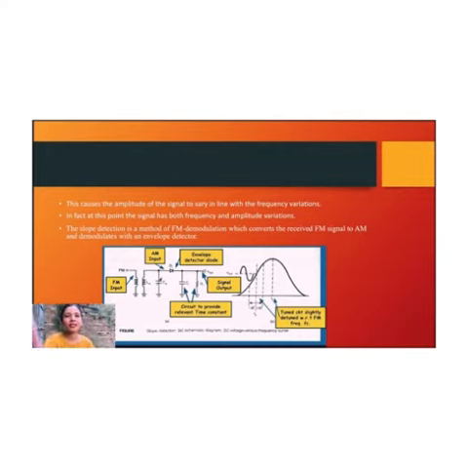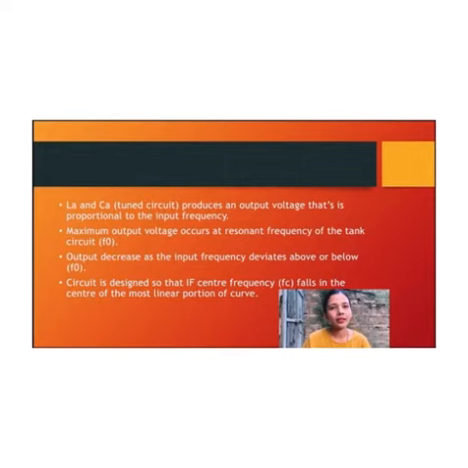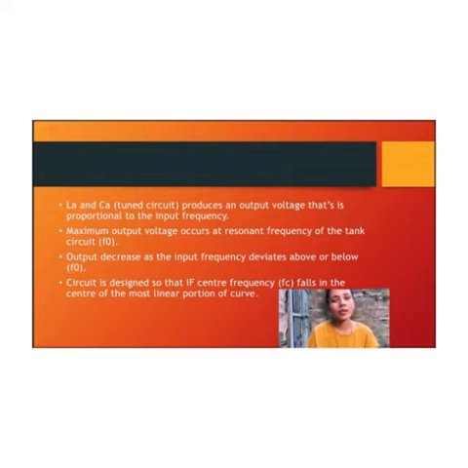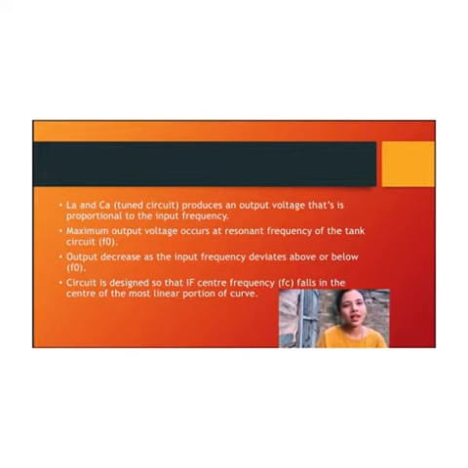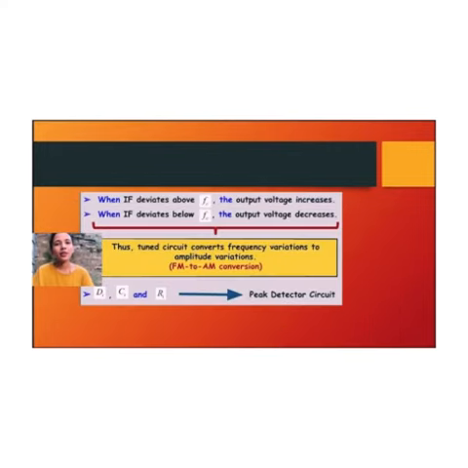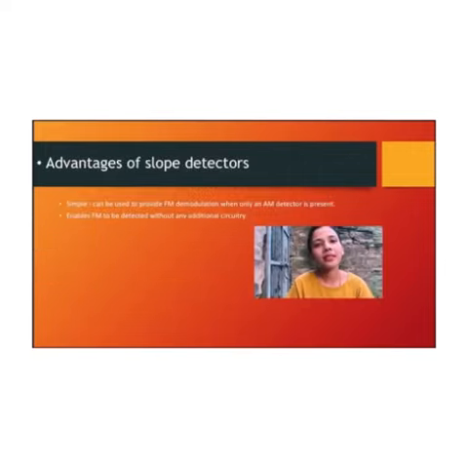You can see the LA and CA tuned circuit produces an output voltage that is proportional to the input frequency. Maximum output voltage occurs at the resonant frequency of the tuned circuit, F0. Output decreases as the input frequency deviates, and when the IF deviates below the FC, the output voltage decreases. Thus, the tuned circuit converts frequency variation to amplitude variation, an FM to AM converter. It can be used to provide FM demodulation when only an AM detector is present.